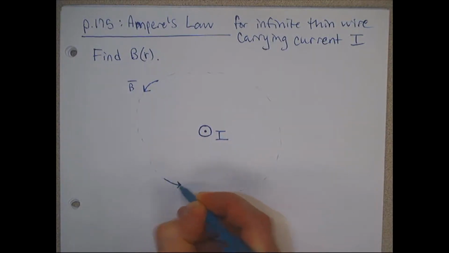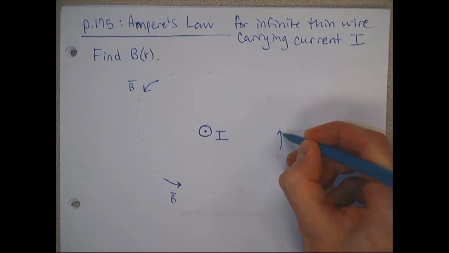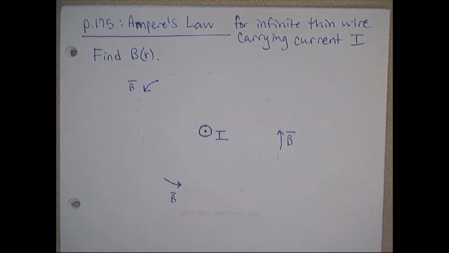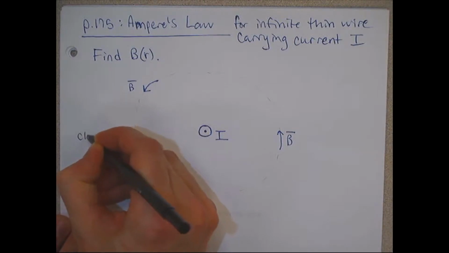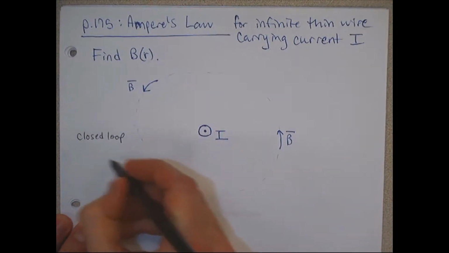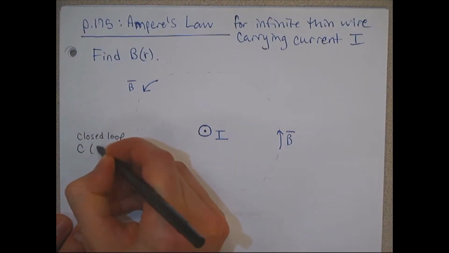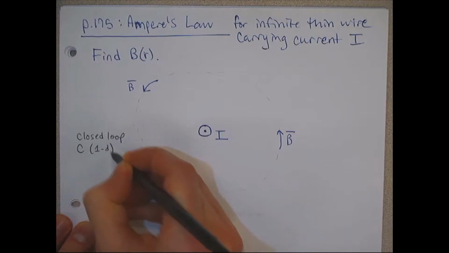circulating counterclockwise for this current coming out of the page. We've chosen a closed loop, our Amperian loop C, which is one-dimensional.